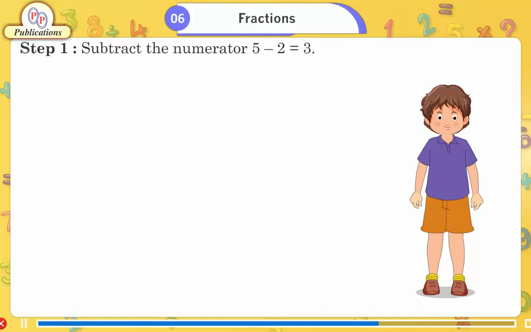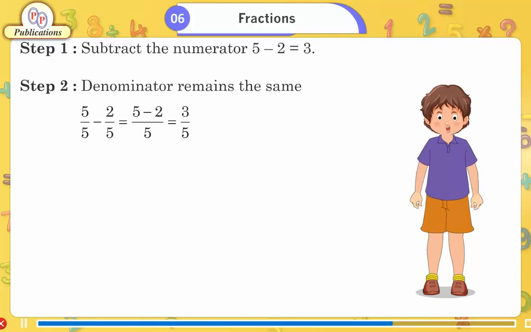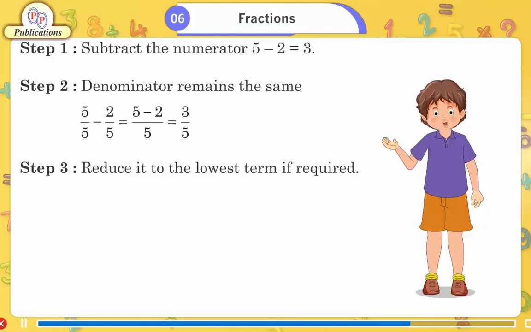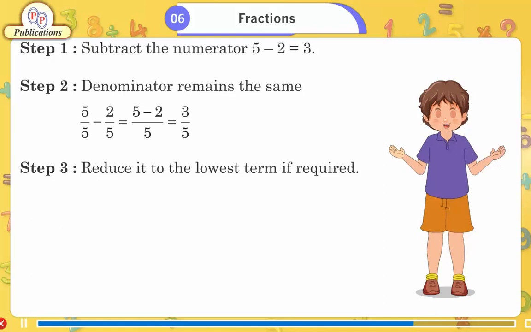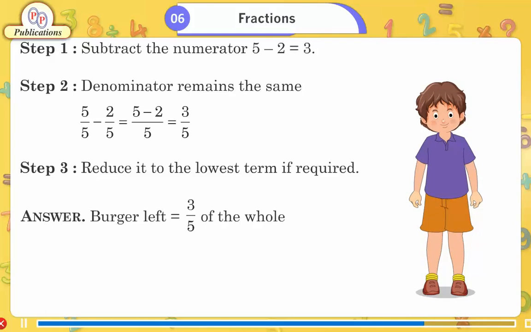Step 1. Subtract the numerator. 5 minus 2 is equal to 3. Step 2. Denominator remains the same. 5 upon 5 minus 2 upon 5 is equal to 5 minus 2 upon 5 is equal to 3 upon 5. Step 3. Reduce it to the lowest term if required. Answer. Burger left is equal to 3 upon 5 of the whole.